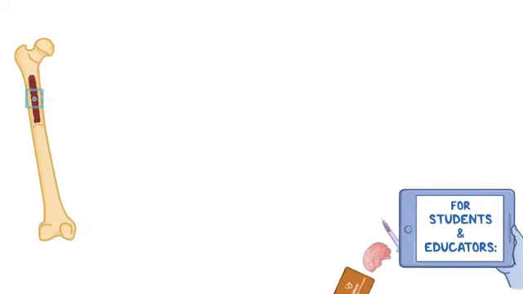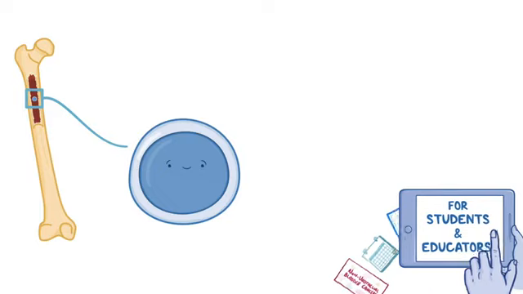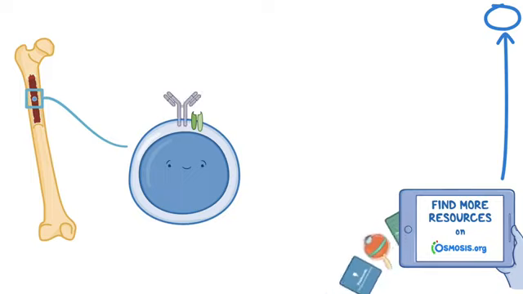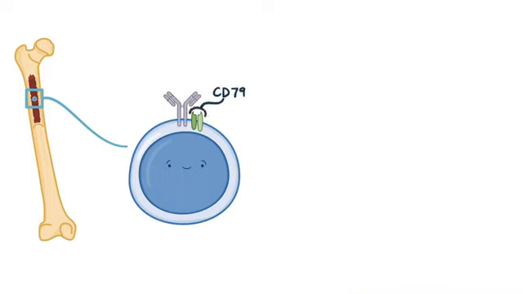Each B cell is born in the bone marrow from a stem cell and develops its own B cell receptor, which sits on the cell surface. The B cell receptor consists of two parts, a protein called CD79 that communicates with the rest of the cell, and a membrane-bound IgM or IgD antibody that can bind to an antigen. An antigen is any substance recognized by that particular antibody.